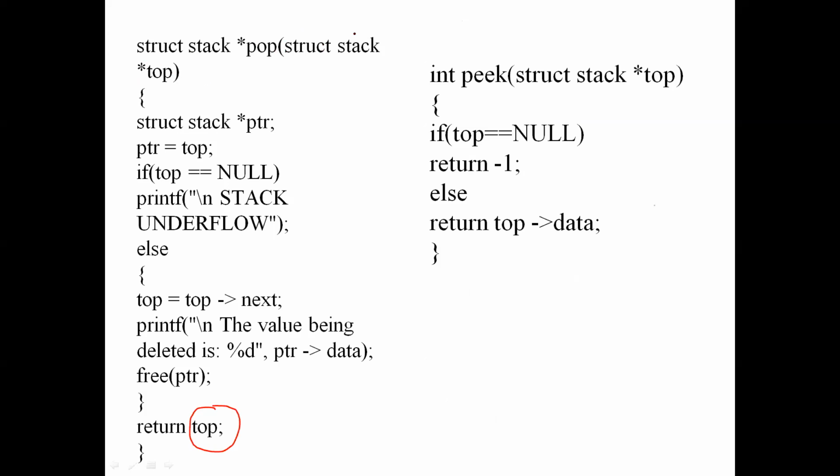Just struct. This value is nothing but 1000. Again, we are returning what? Top. Why are you returning the top? Because the previous element will be the top element from now onwards.